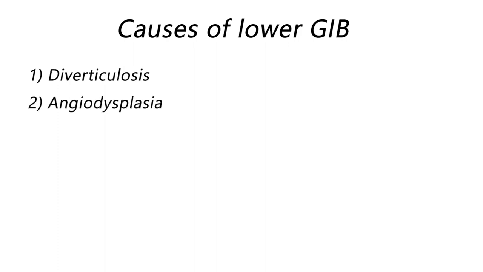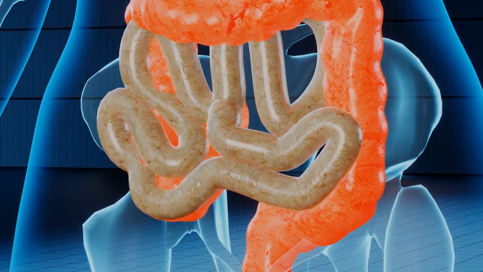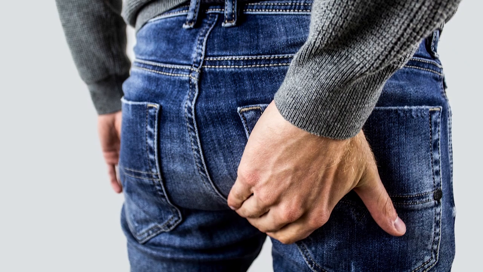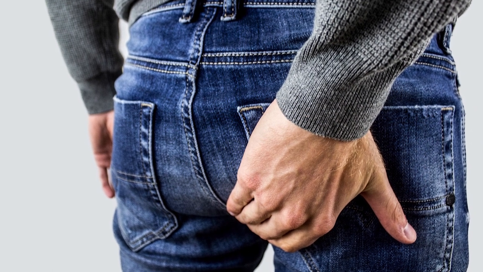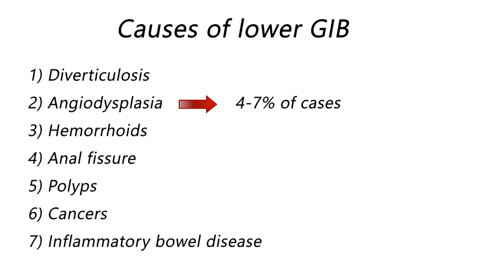The most common causes of lower GI bleeding include diverticulosis, which means small pouches form through the weak parts in the colon wall. Angiodysplasia, along with diverticulosis, is incriminated as the cause of lower GI bleeding in 4 to 7% of patients with GI bleeding. Angiodysplasia is a malformation of the blood vessels in the gastrointestinal tract wall. Hemorrhoids means the veins around the anus or in the lower rectum become inflamed and swollen. Others include anal fissure, polyps, cancers, and inflammatory bowel disease.